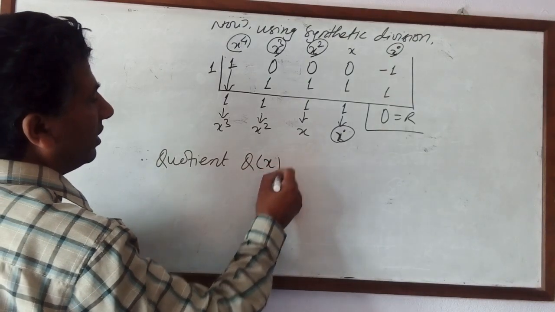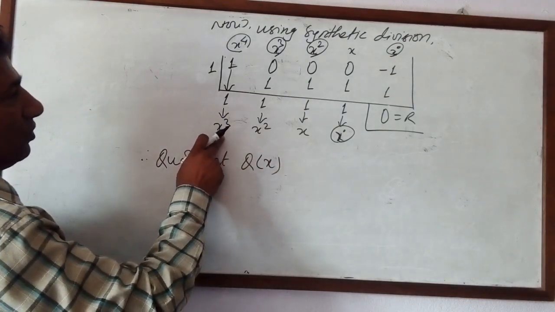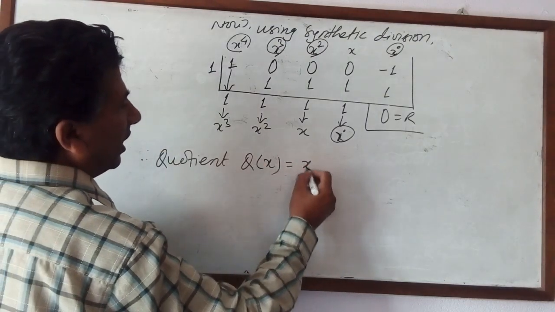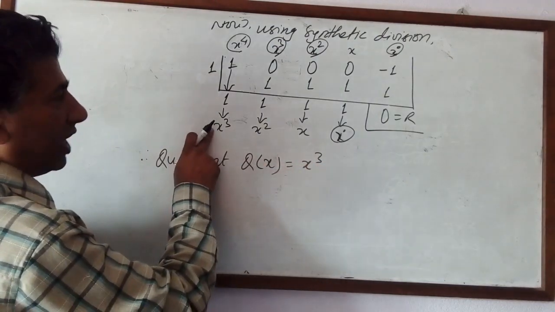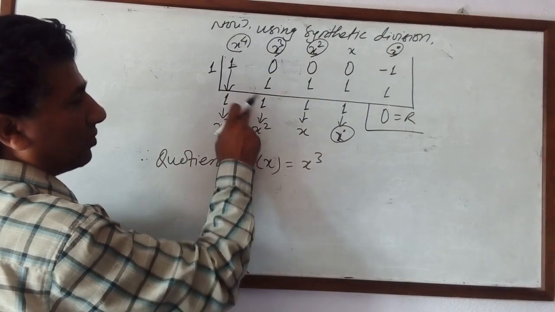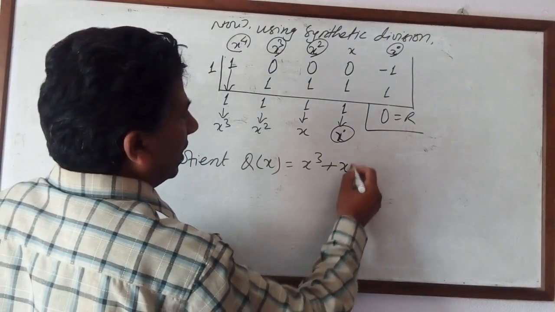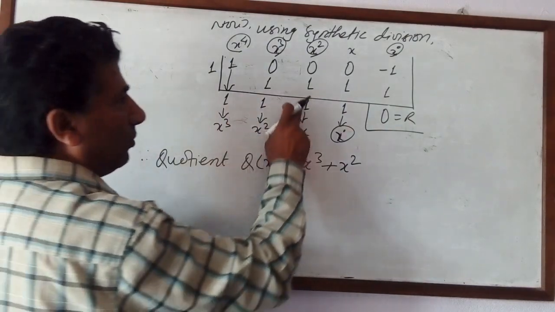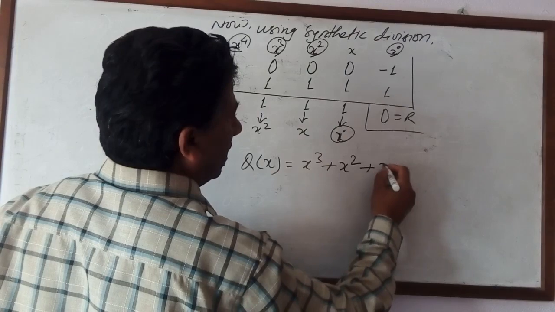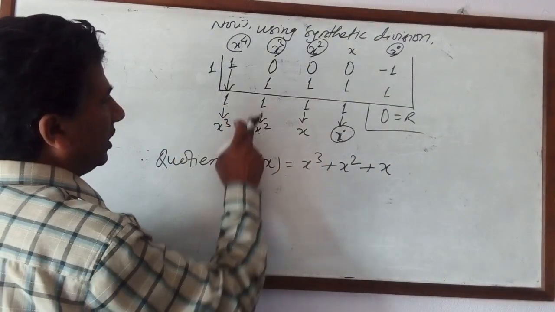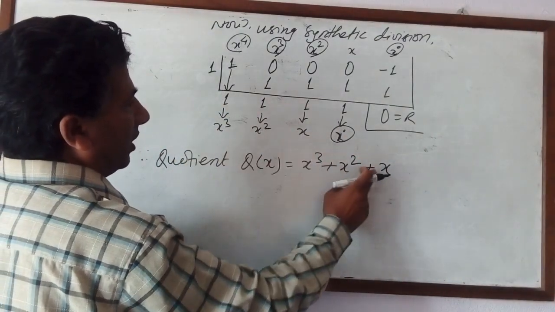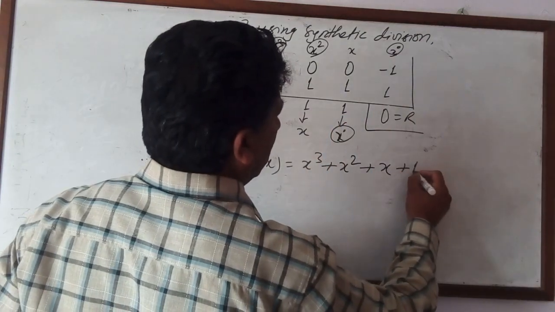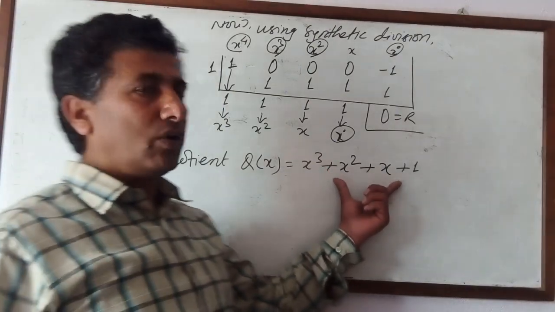Q(x). Now this x cube, write this one here with this x cube. It is x cube, that one is not necessary to write. This x comes with this one, plus x square. This one with this one, write x square. With this one, write x. Now this one here, this one here, this one here, it is not necessary to write. And x power 0 means 1. Now this is the quotient.